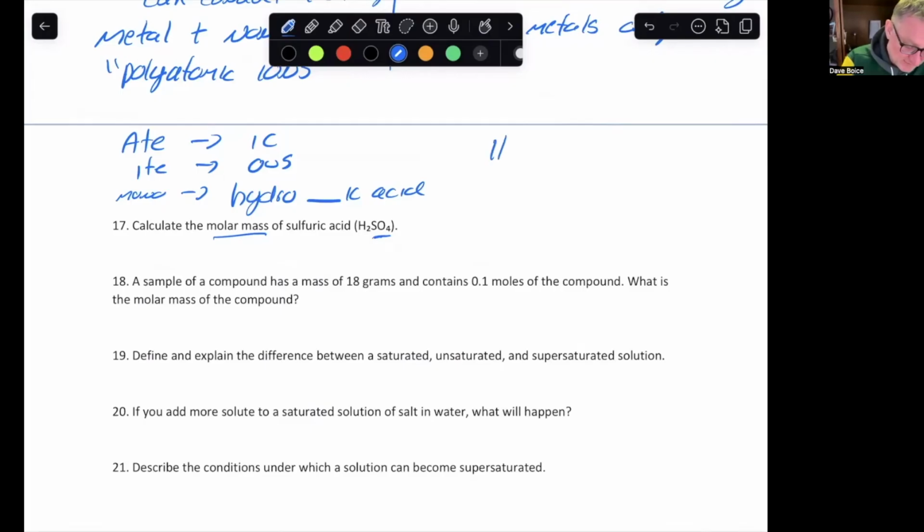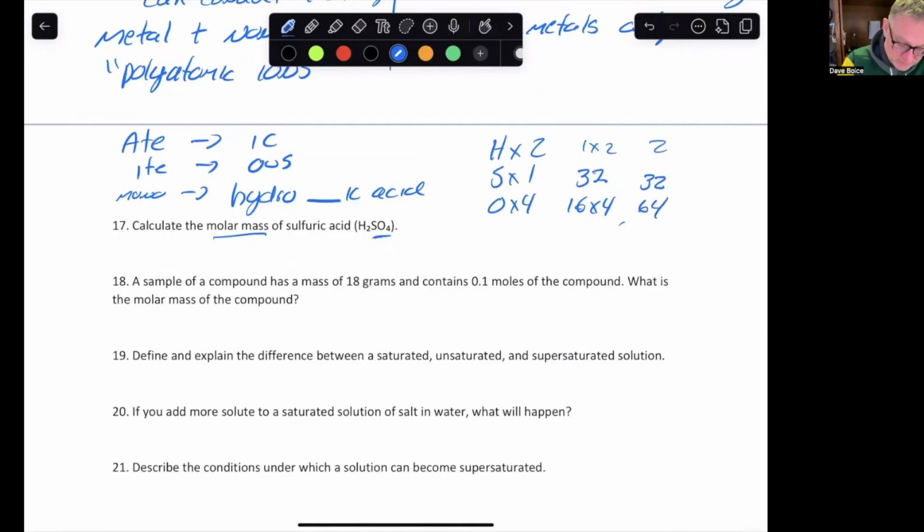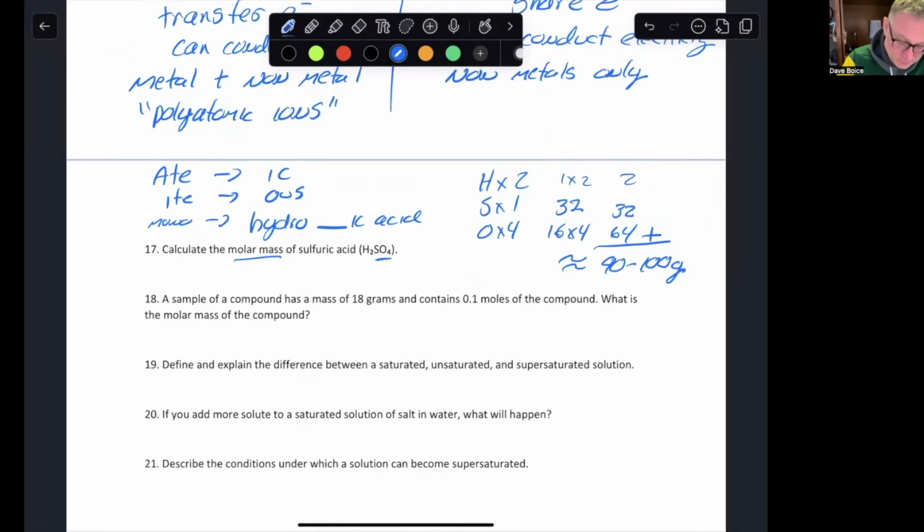And that's going to be hydrogen times 2, sulfur times 1 and oxygen times 4, right? Which is going to be 1 times 2 plus 32 plus 16 times 4. Okay, which is 2, 32 and 64. And we're going to add all of those together, and that's going to be about 90 to 100 grams per mole.